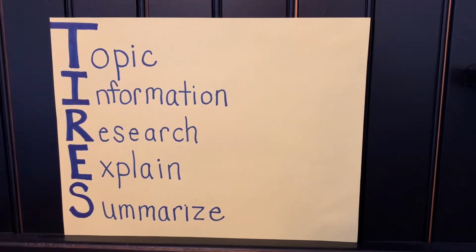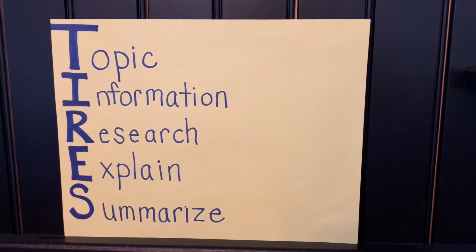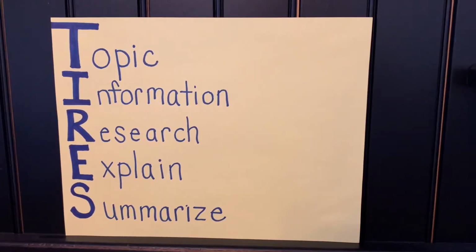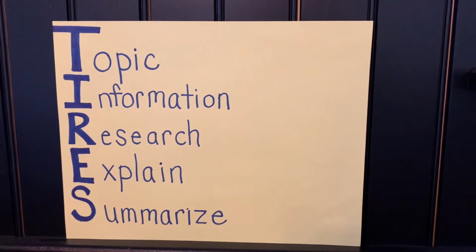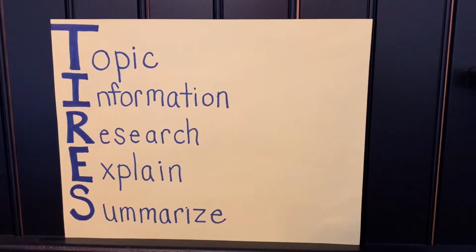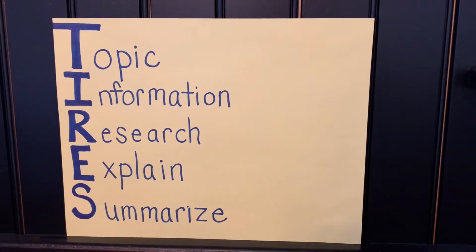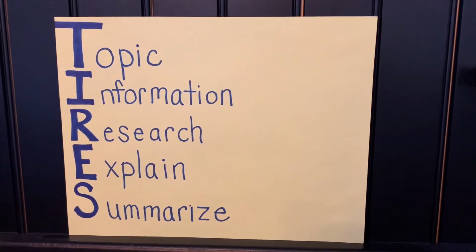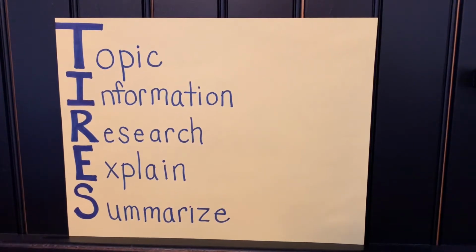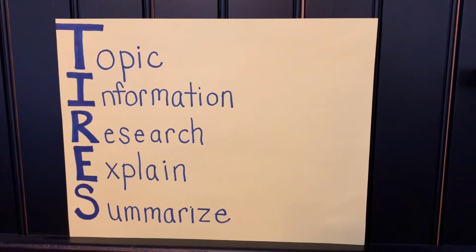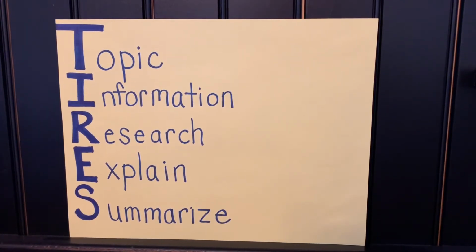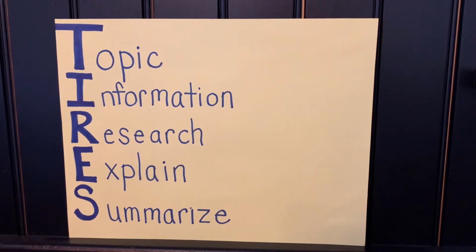The I in TIRES stands for information. Give some background information or a brief summary of the topic of your main idea paragraph. The R in TIRES stands for research. Provide examples of evidence from research that support your topic and make sure to cite it. The E in TIRES stands for explain. You want to explain and analyze each piece of research that you provided as support. The S in TIRES stands for summarize. Reflect upon your evidence and restate your topic.